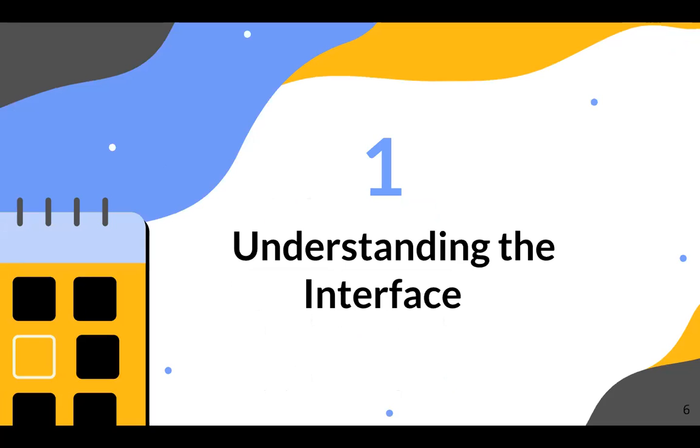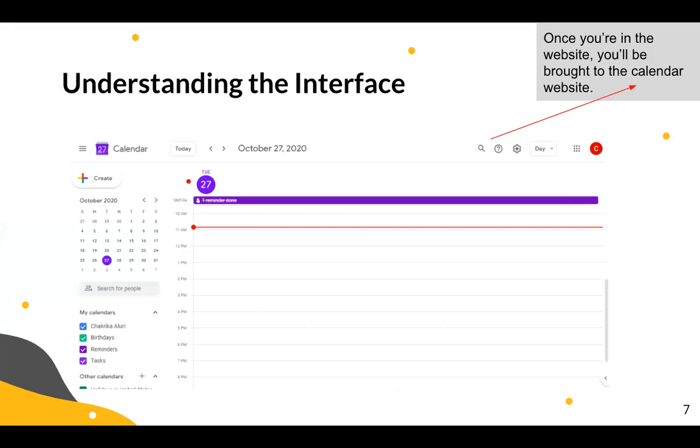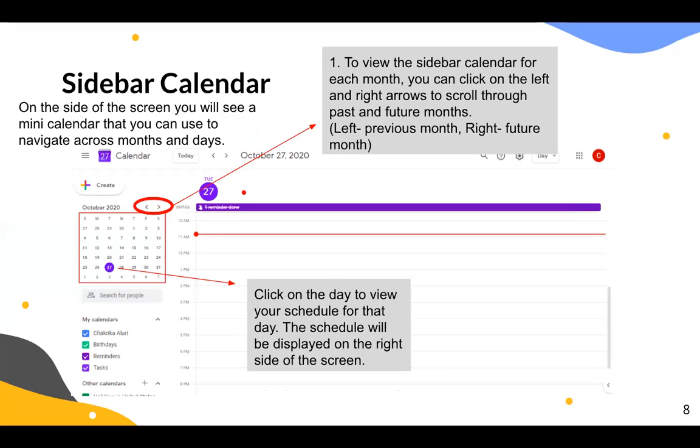So next we'll dive a little bit into what the Google Calendar interface looks like. So once you're in the website, you'll be brought to the calendar page. So what you see on the screen is what your website will look like. So first we'll talk a little bit about the sidebar calendar. So on the left side of your screen, you'll see a mini calendar that you can use to navigate across the different months and days.